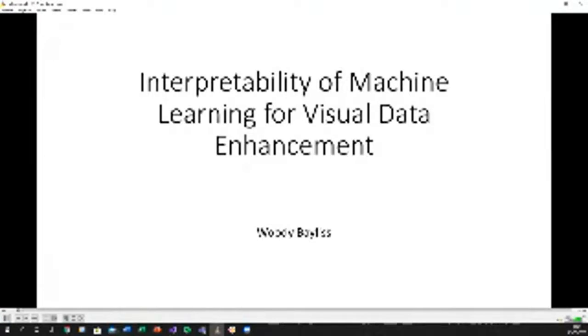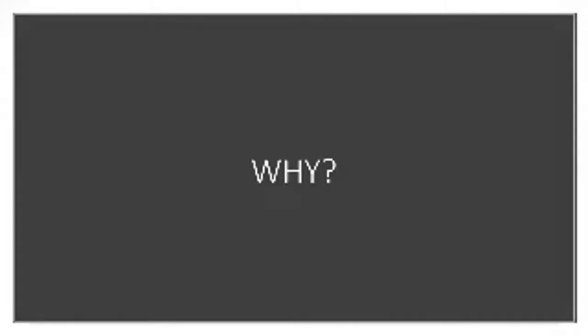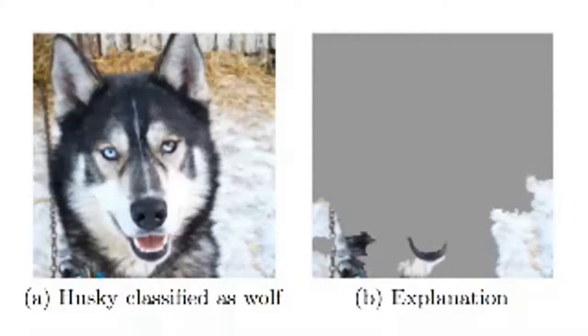Hello. I'm Woody Bates, and this is my quickfire presentation on the work I've been doing on machine learning interpretability and image filtering. Now, the first question that we have to consider is, why is interpretability important for machine learning algorithms? Well, it's always important to understand why an algorithm has made the decision that it's made.